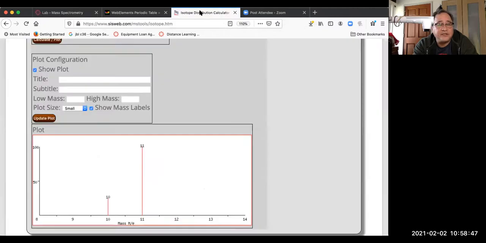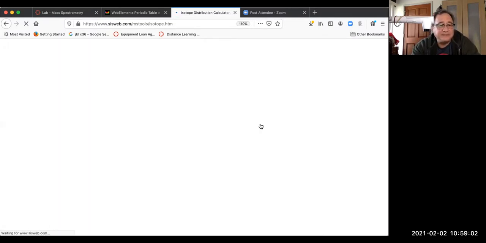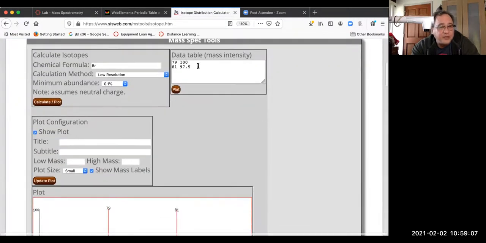So I'm going to go to the distributor, and I'm going to type in Br, because I want you to know how many there are of each isotope, just so you have an idea. So take a look at the 2 isotopes. There's 79 and 81. 79 is 100 and 81 is 97.5. Actually, we already did this one, didn't we? So we know what those percentages are.